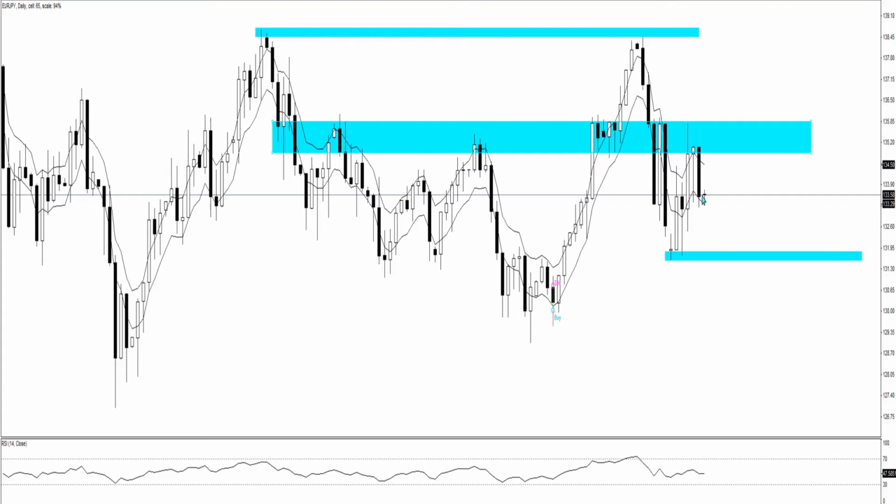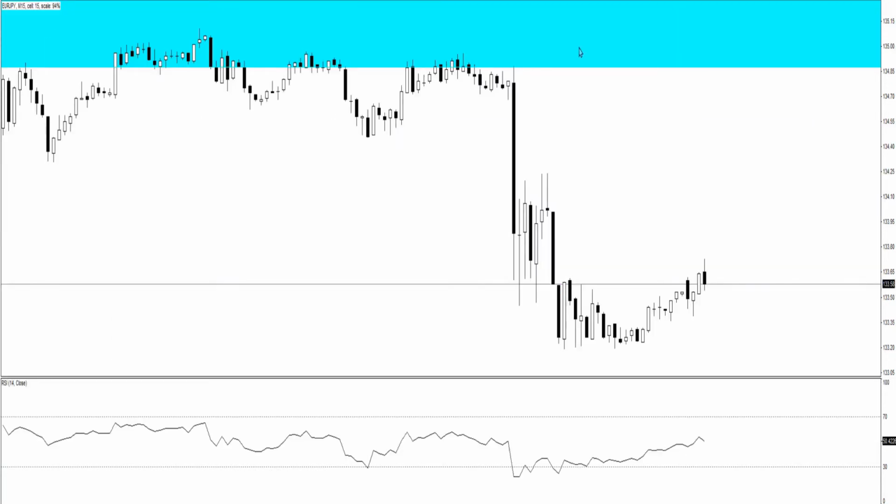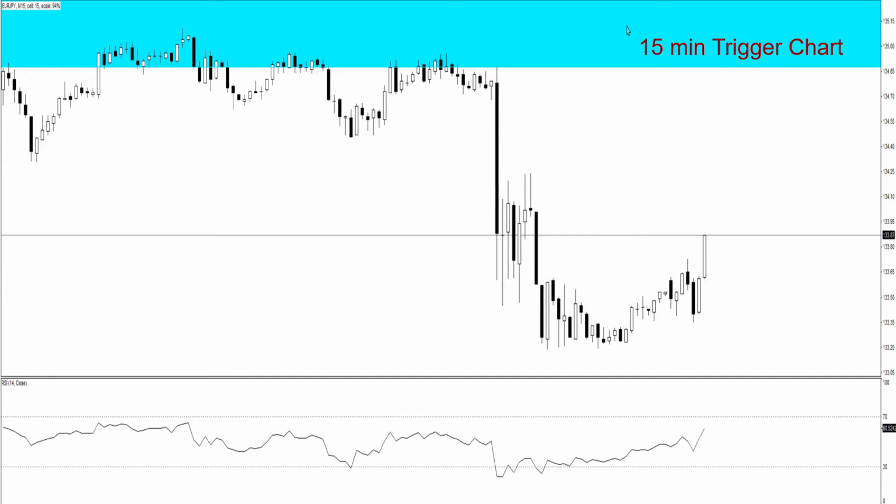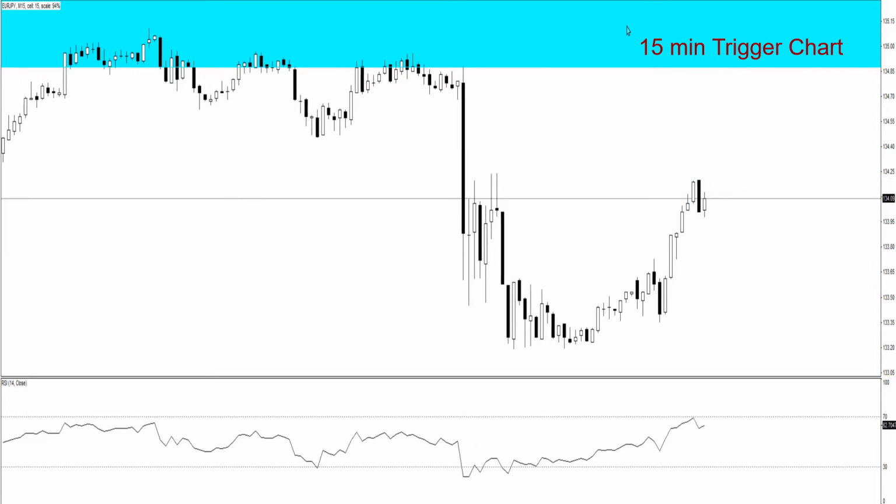So what we're waiting for is for price either to go up to this level and then look for a manipulation on the 15-minute. So let us quickly drop down to the 15-minute and see what price is doing. So we have our top level here, our resistance profit point. Let's see how price actually approaches this level.